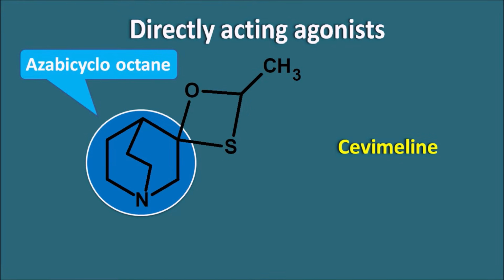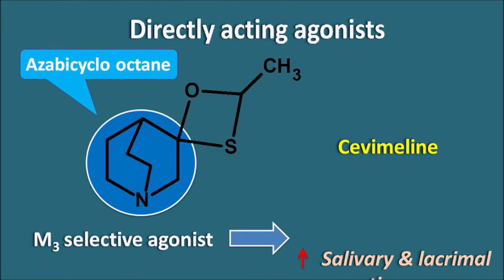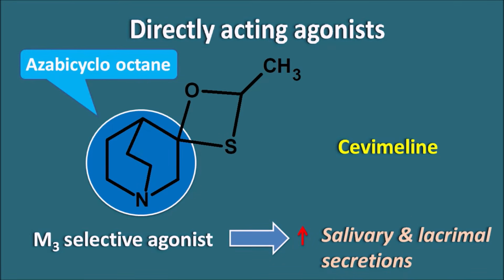So this is the cevimeline, and this cevimeline is somewhat selective towards the M3 receptors. So it is an M3 selective agonist with little activity on the M1 receptors. And particularly this drug, because of its selectivity on the M3 receptors, can increase the lacrimal as well as salivary secretions. Now let us see how these drugs act.